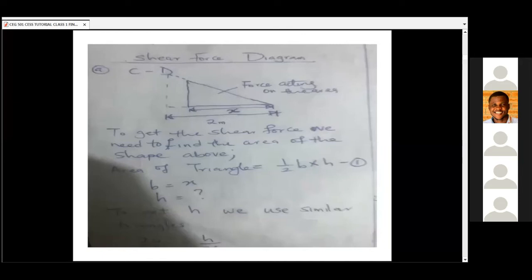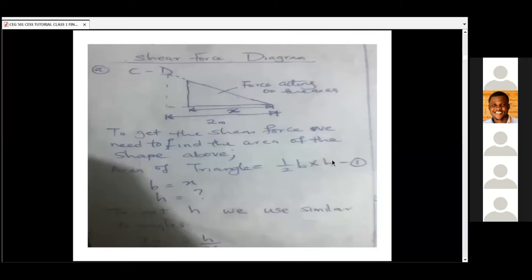So let's get back to the question. To get shear force, normally we know that shear force is basically finding the area of the shape. It is basically finding the area on which the force is acting. That's what will give us the shear force. Now, the shape that I have drawn with the continuous line is what we are trying to consider. So the area of the triangle equals half base times height.